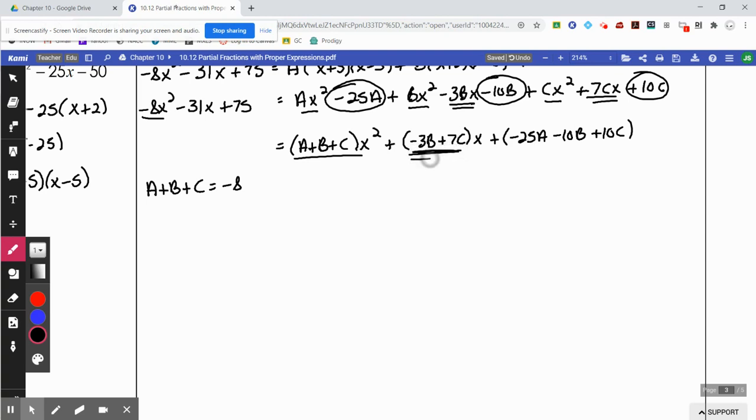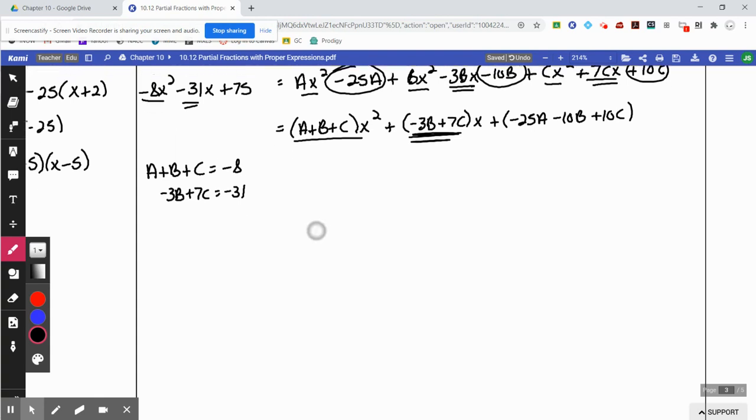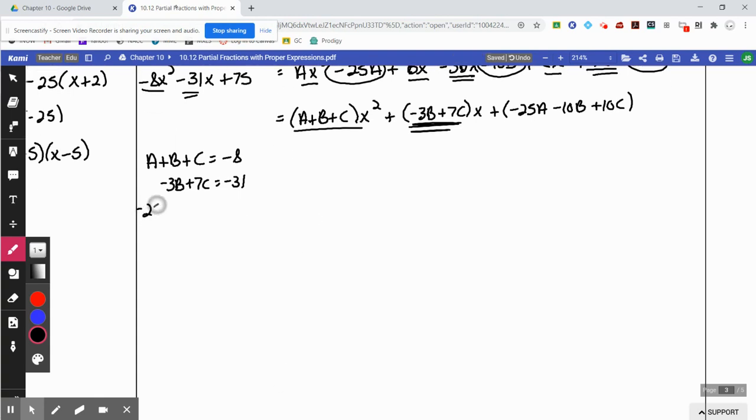Your x stuff is here, which tells me the negative 3b plus 7c would have to equal a negative 31. And then your constant stuff, negative 25a minus 10b plus 10c would have to equal your constant over here, which is 75. So there is your system.